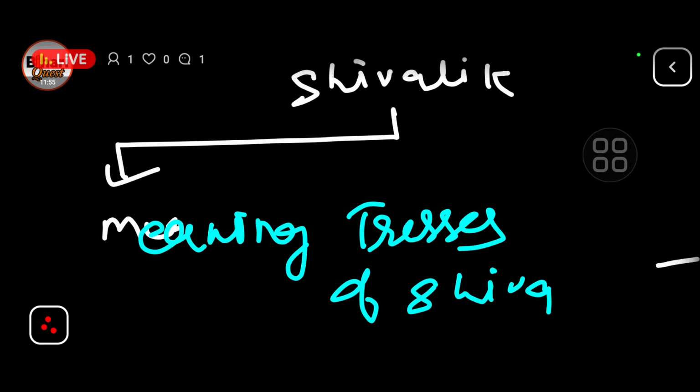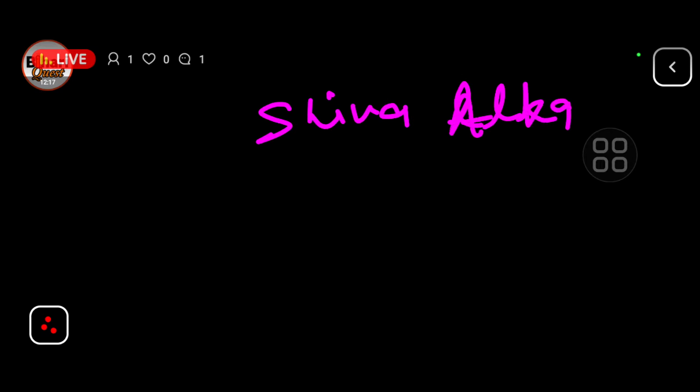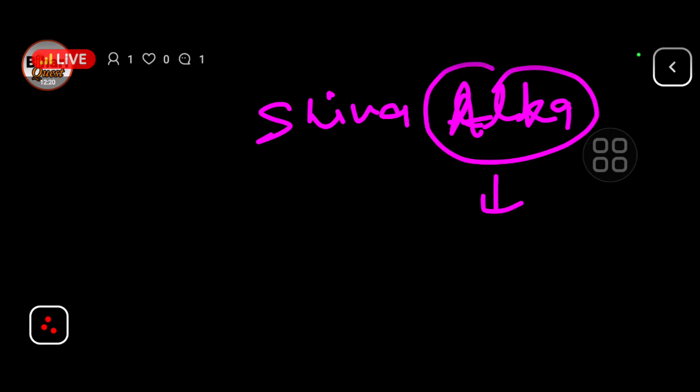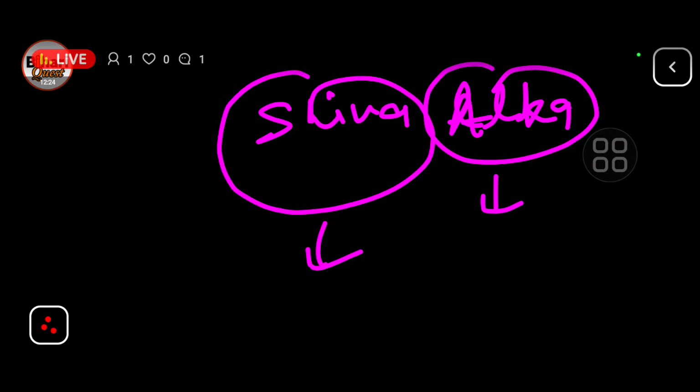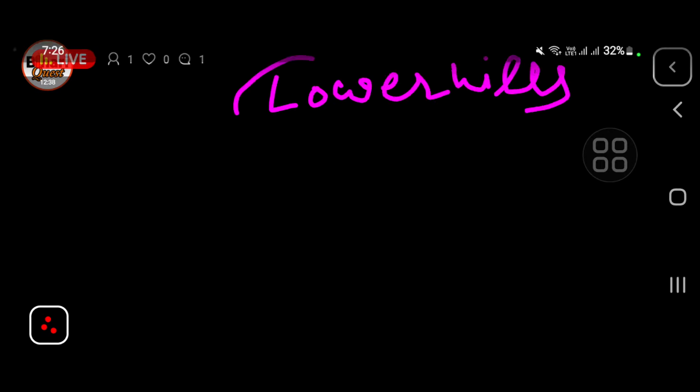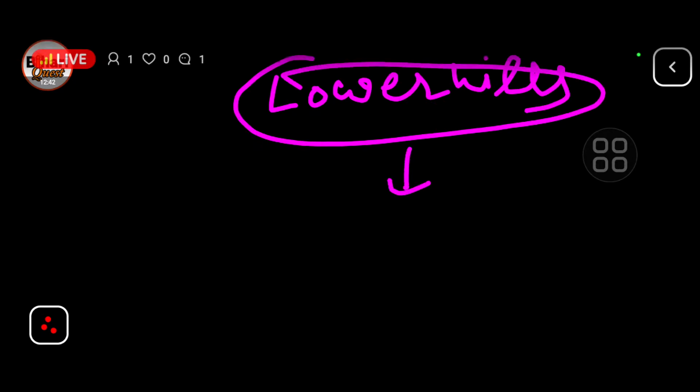Next name is that you have to remember this name because it is very important for us. Remember always, if we say Shiva Alka, Alka means here, and Shiva means God Shiva. Next name is that you have to remember this. This is Lower Hill. Lower Hill is the name of Shivalik. It is very important for us.